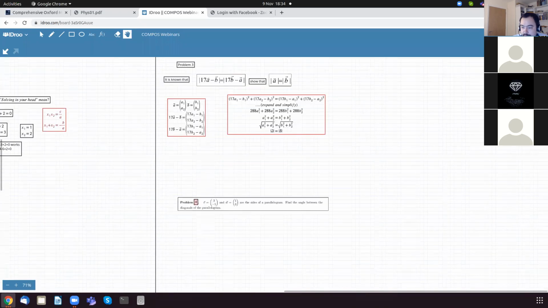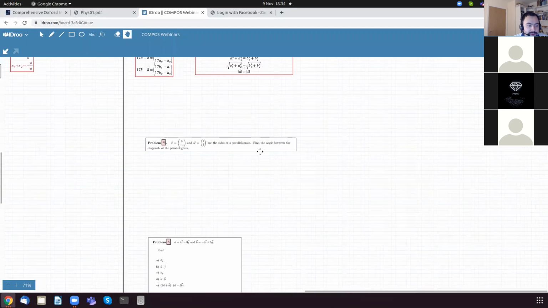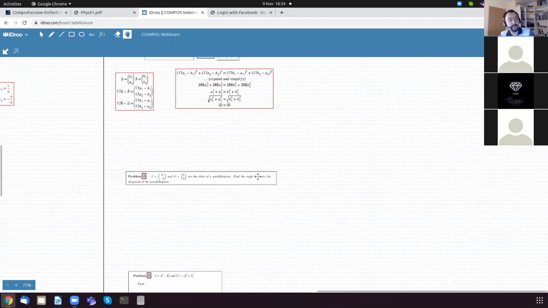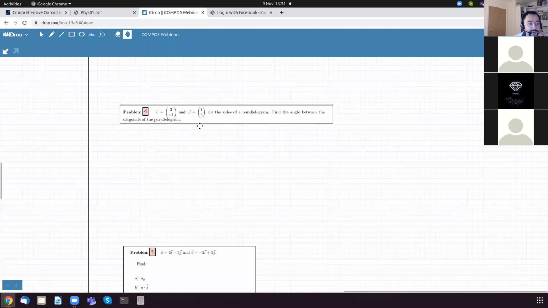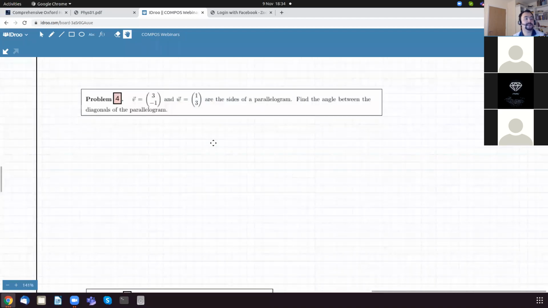Any questions here? So not too many. Okay, moving on. V and W are sides of a parallelogram. Find the angle between the diagonals of the parallelogram.